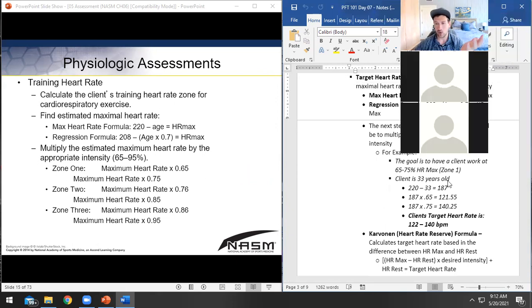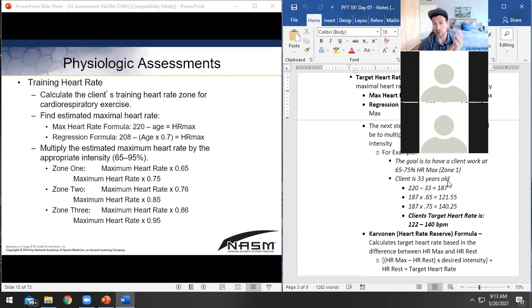So in the same way that maybe I want you to lift at 75% of your 1 rep max, or 80% of your 1 rep max, that would be 75 pounds or 80 pounds if your 1 rep max was 100. I'd want you working at a percentage of that. Like if I'm trying to go for endurance, I want you to lift between 50 to 70% of your 1 rep max in terms of lifting.